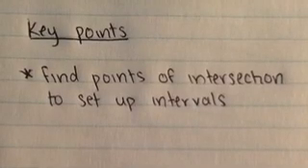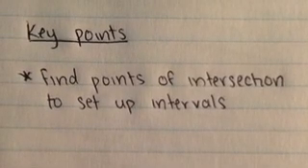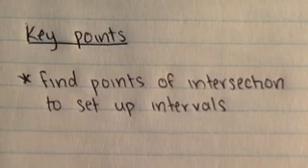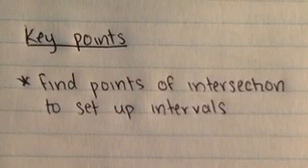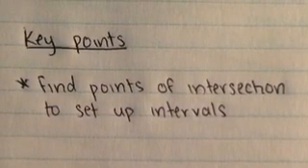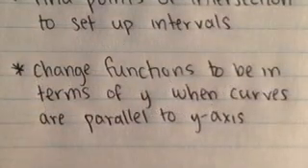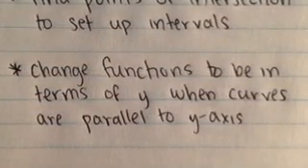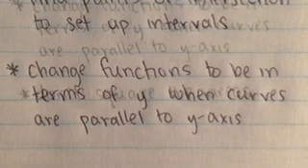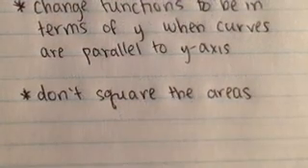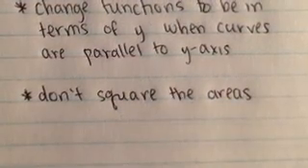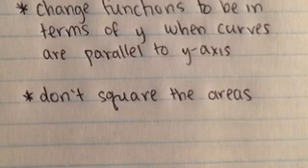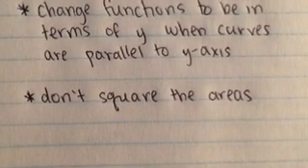Before we end, I wanted to go over a few key points for finding the area between curves. The first one is to always find the points of intersection of the two curves in order to set up the intervals. The second is to remember to change your functions to be in terms of y when the curves are parallel to the y-axis. And lastly, a common mistake is to square the areas between the curves. This will be volume. The definite integral itself is the area under a curve. There's no need to square it.